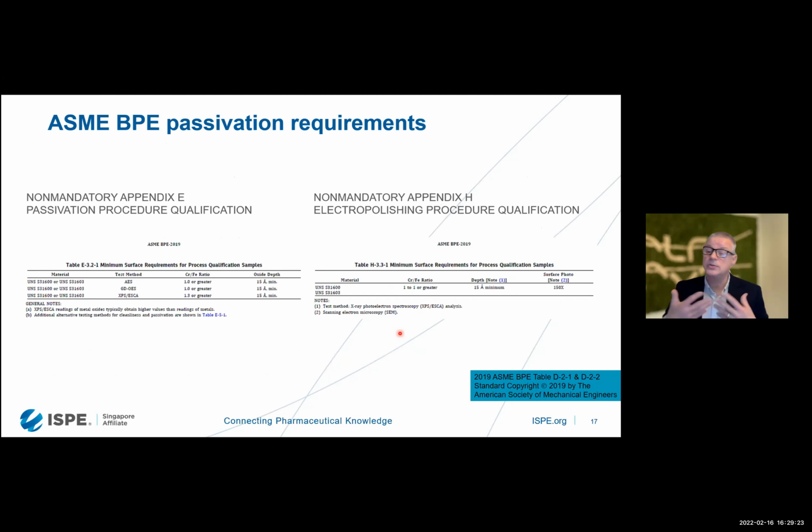And ASME BPE also have some guidances on how to check if you have a good passivated surface. They say on a good passivated surface, you should have a chromium to ferrite ratio that is 1:1 or greater. So you should have more chromium than ferrite on the surface. And it's important that you're measuring this at a depth of 15 ångström. And this is for the passivation.